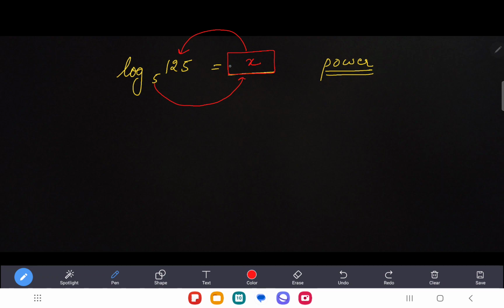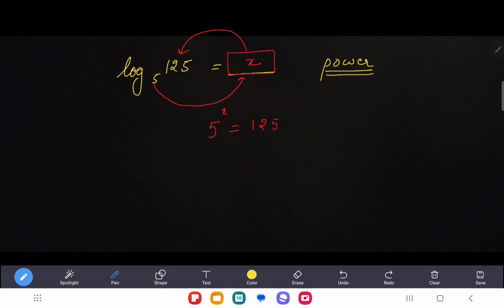now tell me my answer. If I'm saying log 125 to the base 5, what is log giving me as an answer? Log as an answer is giving me the power. You have to ask yourself, 5 raised to the power what, this x, shall give me 125. So basically, put it in this form: 5 raised to power x shall give me 125. Understood or not?